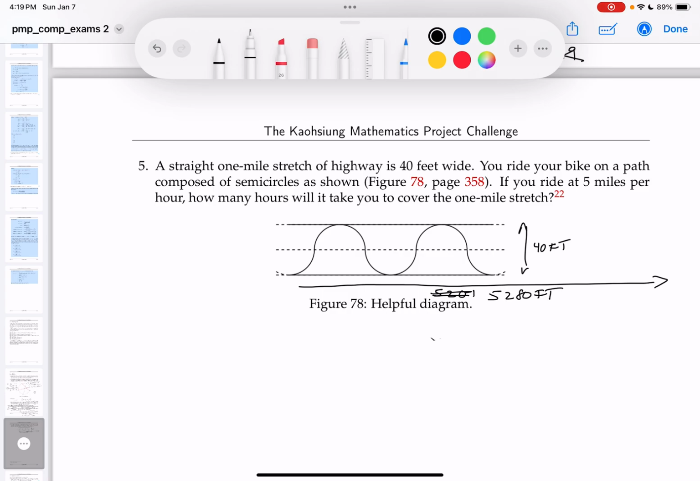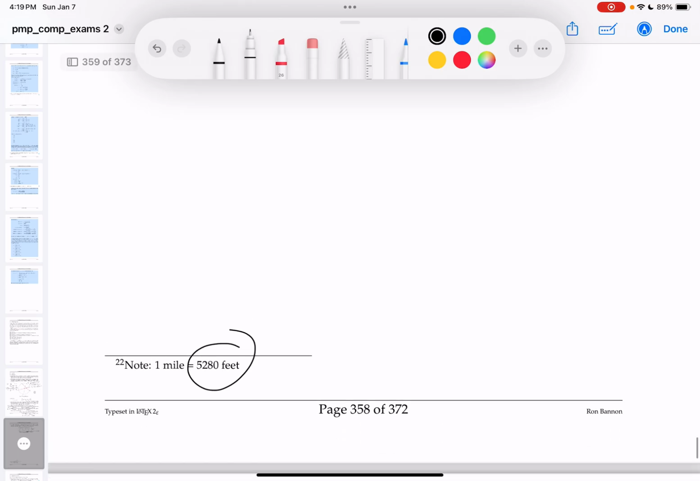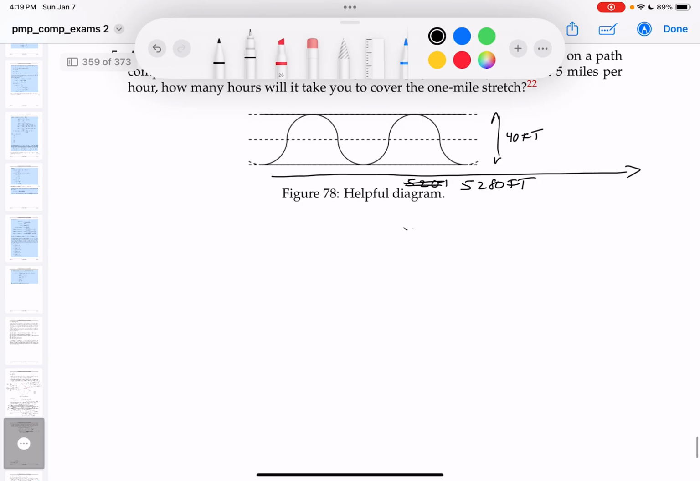5,280 feet. By the way, that number's given to you at the bottom of the page, that a mile has 5,280 feet in it. All right, if you didn't know that, it was given to you. Let me just get rid of some things that I don't need.